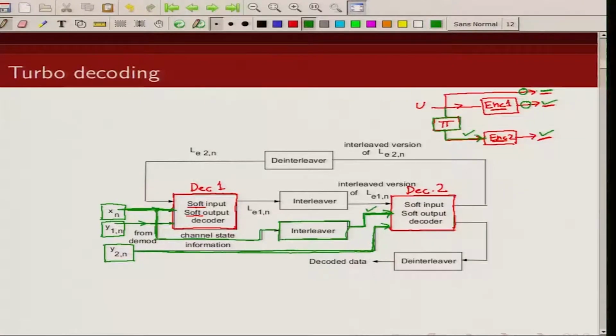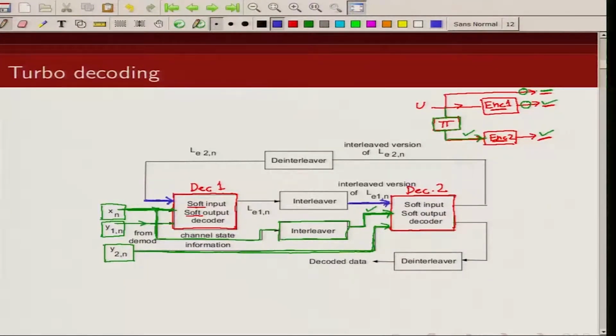What else is input to this decoder? There is a third input to this decoder, which is this one and this one. And what is this input? This is a priori knowledge about the information sequence. What is the a priori knowledge about this information sequence that is being fed here as the third input? So, this third input that you see to decoder 1 is the a priori knowledge about the information sequence.